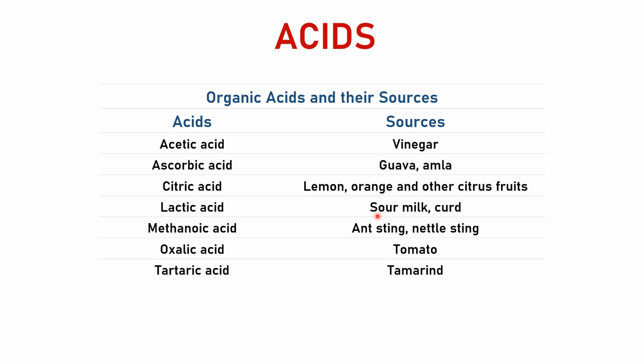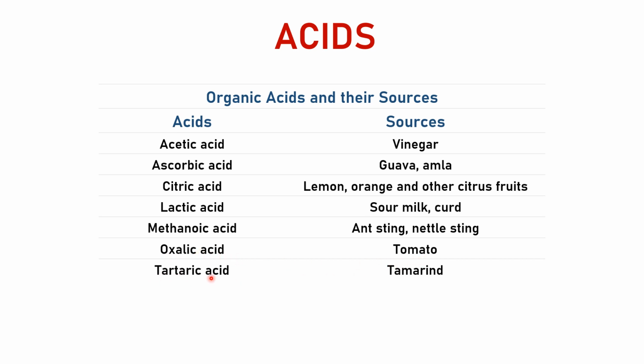So lactic acid you will find in curds. Sour milk is nothing but curd. Methanoic acid is also known as formic acid. You will find this in ant sting and nettle sting. Oxalic acid you will find in tomatoes, and tartaric acid.